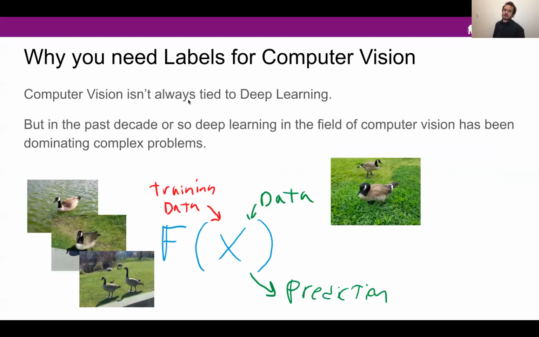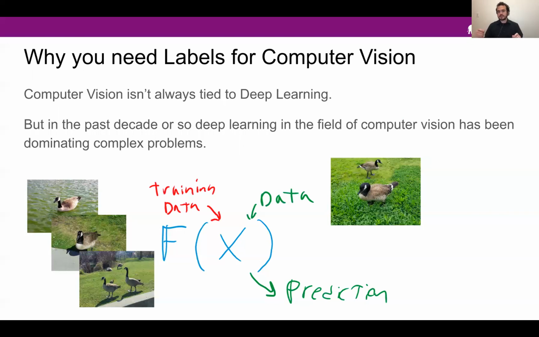All right, so why do you need labels for computer vision? Why do you need to annotate the data first? Computer vision isn't always tied to deep learning, but most of the applications that you've probably seen in the last decade or so use deep learning behind the scenes. And most of the time it's a form of machine learning or deep learning called supervised learning, where when you're training a deep learning model, in this case, we're giving it images and telling it something about those images.